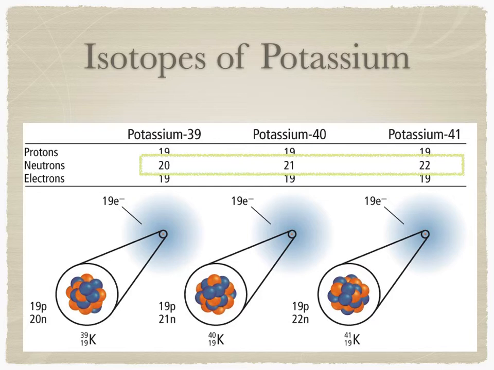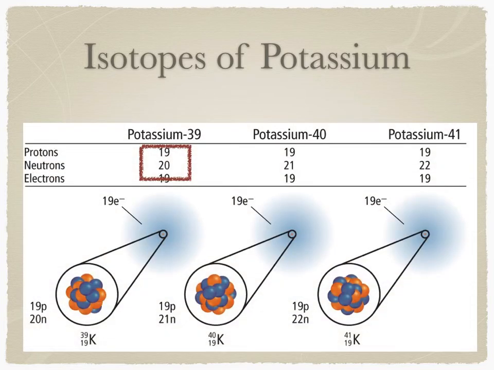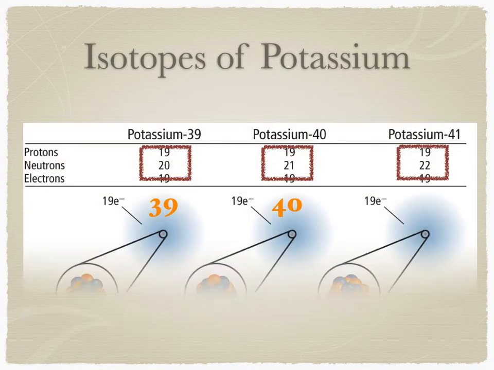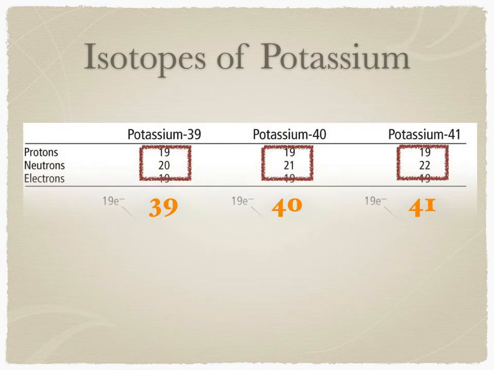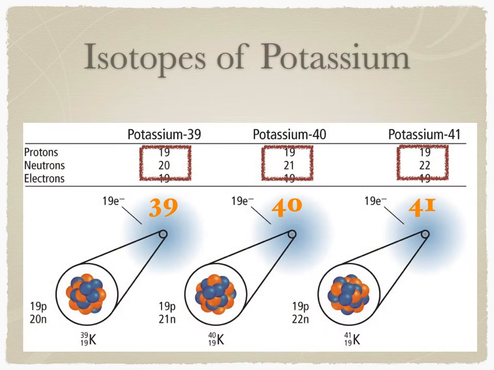You can also figure out how many neutrons there are. So 39 minus 19 gives us 20. We know that potassium-39 has 20 neutrons. Here you see potassium-39 with 20 neutrons. 19 plus 20 is 39. 19 plus 21 gives you 40. And 19 plus 22 gives you 41.